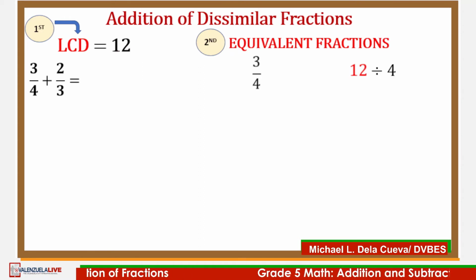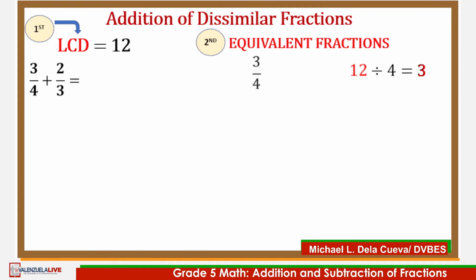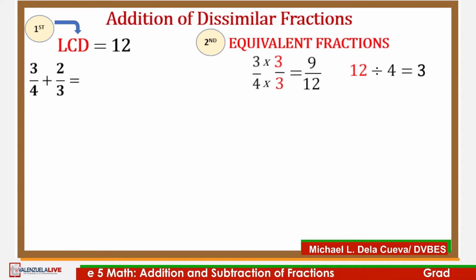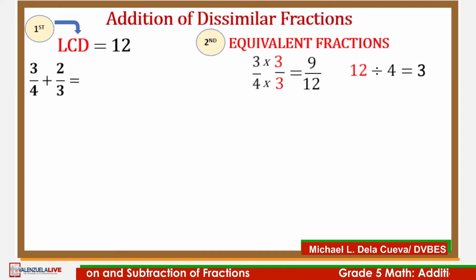So 12 divided by 4 is equal to 3. And then multiply to its numerator and denominator. So multiply: 3 times 3 is equal to 9, and then 4 times 3 is equal to 12. So meaning to say, the equivalent fraction of 3/4 using the LCD 12 is equal to 9/12.